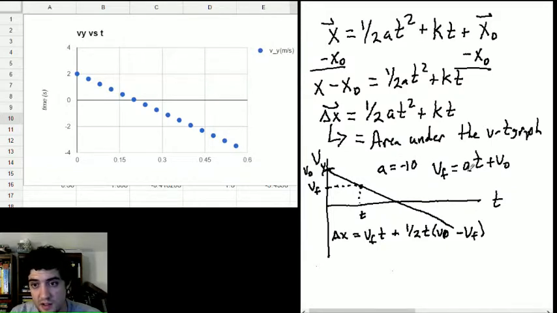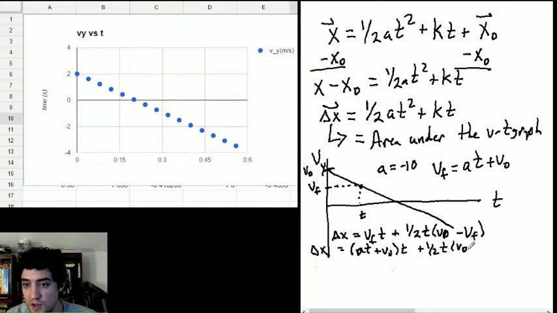The slope is A times the T plus the initial velocity. So we can substitute in everywhere we have a VF, we can put in this instead. So we find that delta X is equal to AT plus VO times T plus 1/2 T times VO minus, we got to be careful with our quantities here, AT plus VO. This is inside of the parentheses, so this negative has to distribute.